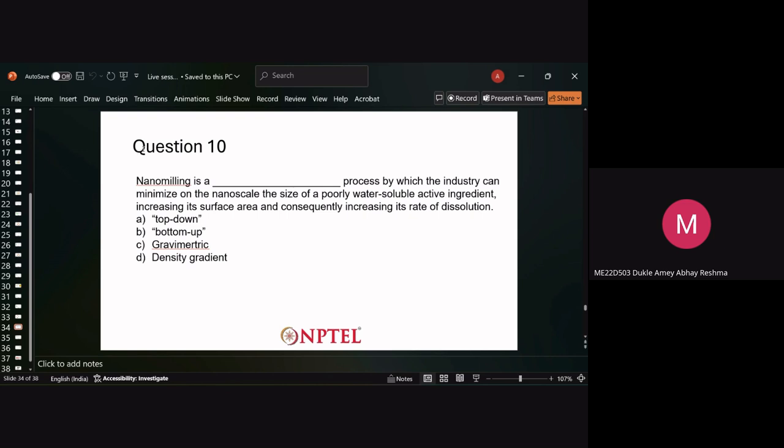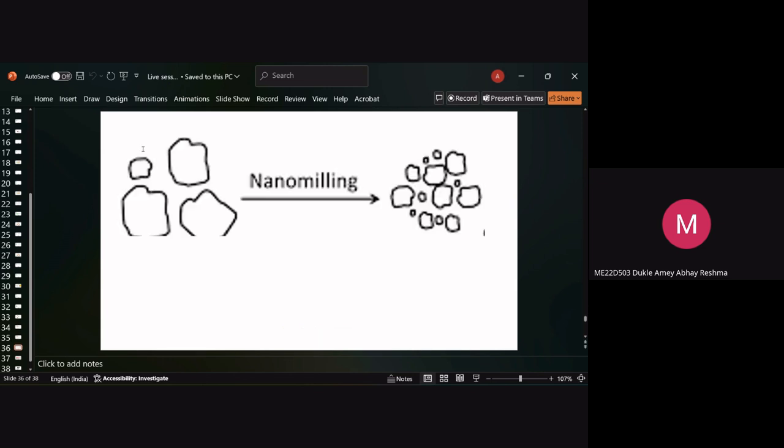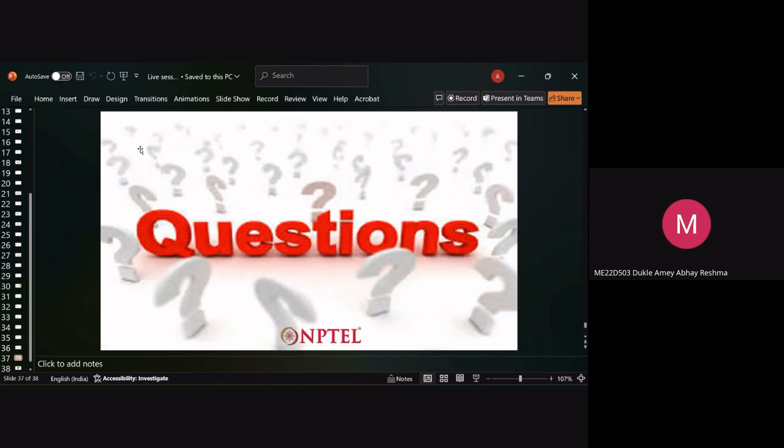The last question: nanomilling is a dash process by which the industry can minimize on the nanoscale the size of poorly water soluble active ingredients, increasing the surface area and consequently the rate of dissolution. Options: top-down approach, bottom-up approach, gravimetric approach, or density gradient approach. It is a top-down approach, where you break down bigger parts into smaller parts. That is what happens in nanomilling.